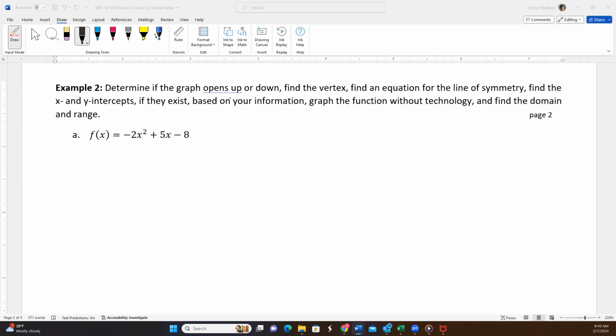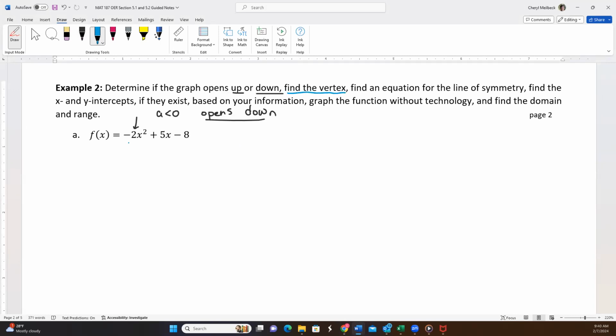So let's start with the first question, which says, does it open up or down? And we determine that by looking at a. Our number here, a, is -2. And since a is less than 0, we can say it opens down. So we have that one answer done. Now let's look at finding the vertex.